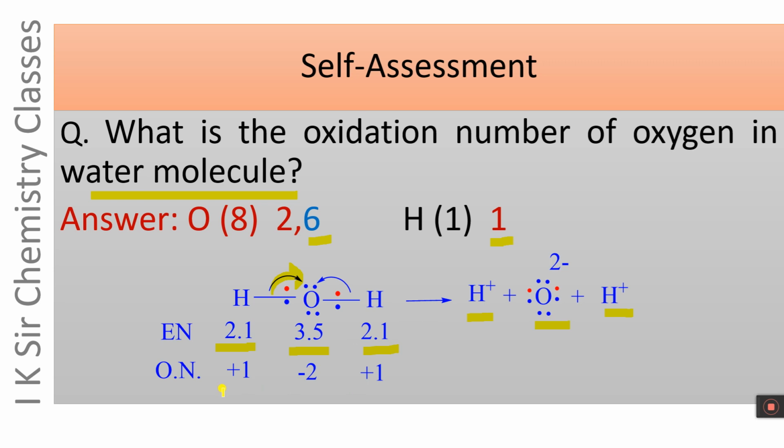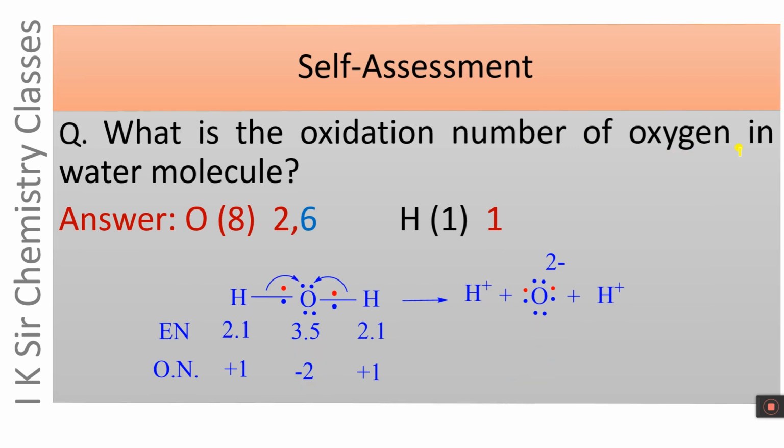Therefore, the oxidation number of hydrogen in H2O is +1, equal to charge developed, and the oxidation number of oxygen is -2, which is also equal to the charge developed on oxygen atom on dissociation of both the OH bonds. Thus, the oxidation number of oxygen in H2O molecule is -2.